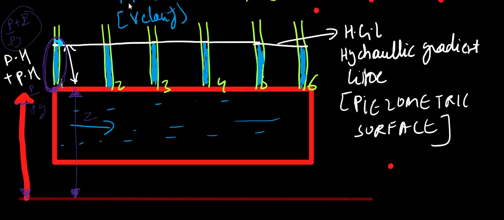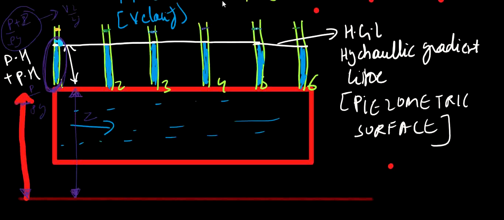This is the piezometric head, and to this head, if I add the kinetic head also, V square by 2g, what will happen? This point will shift upwards, for example up till here. And similarly for all the subsequent points.